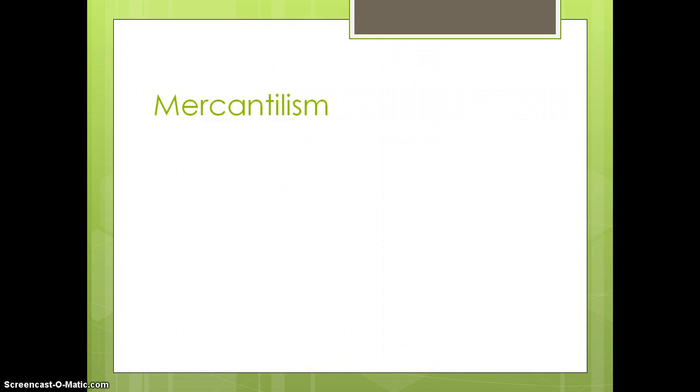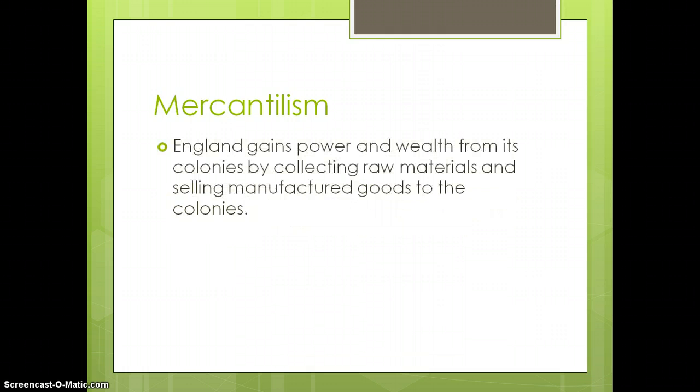The next cause of the American Revolution is mercantilism. Mercantilism seems like a good idea, but the actuality of it is not very good. England gains power and wealth from its colonies. Like any big country that has different colonies in other places, they gain power and wealth from that. The more land and more resources you have, the more money you acquire.